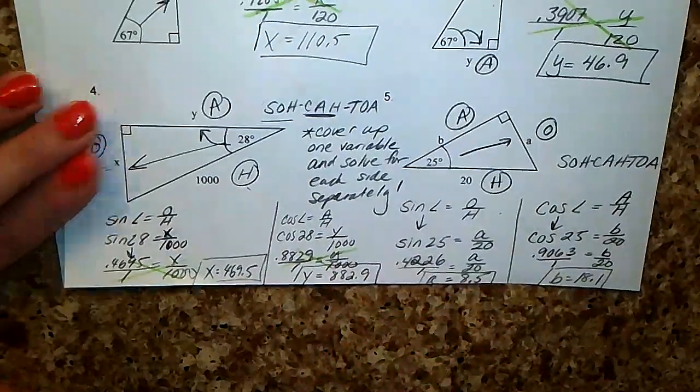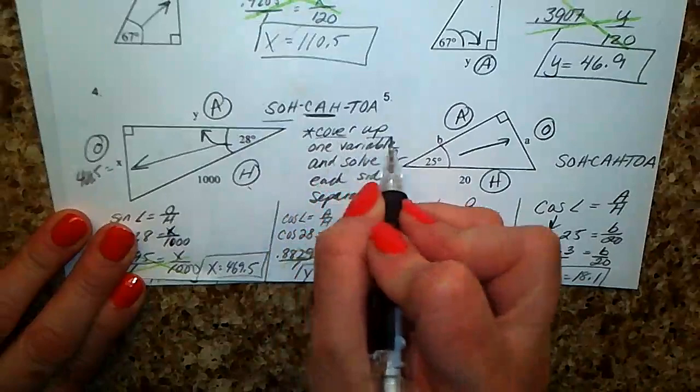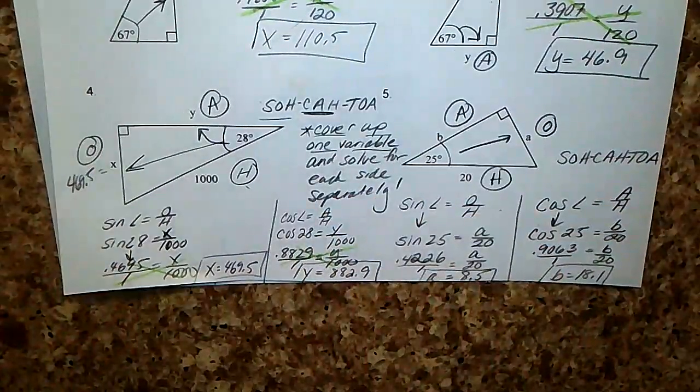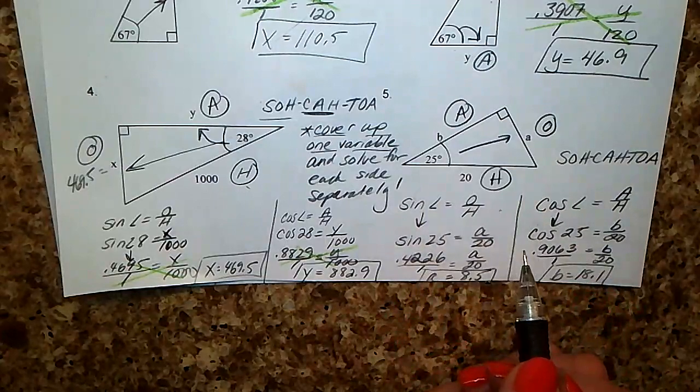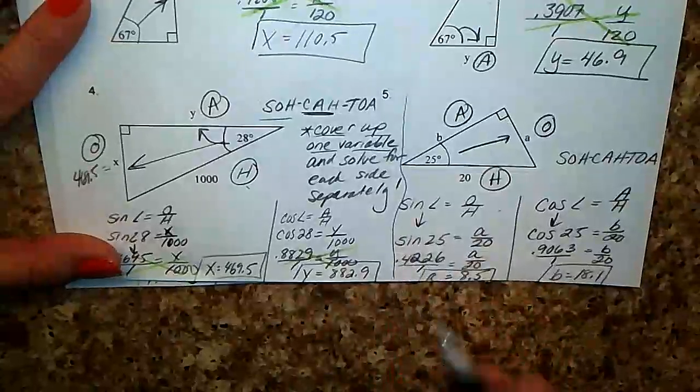So again, the secret to doing problems like that is to simply cover up one variable and solve for each side separately there. I have another one of those problems worked out for you right over here. This is a separate problem right here.